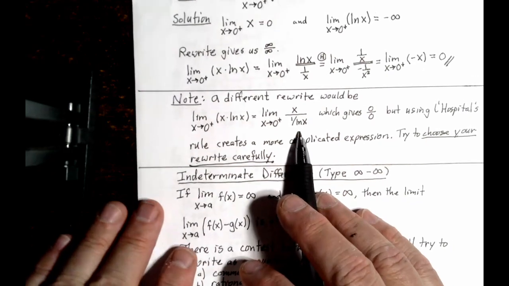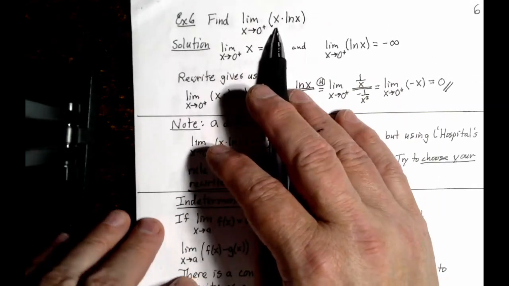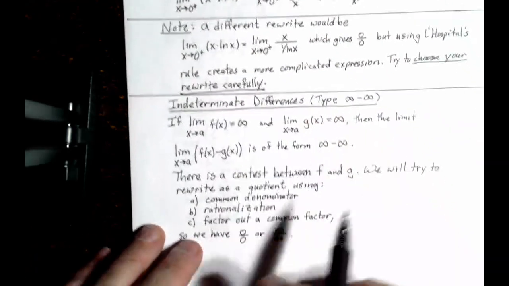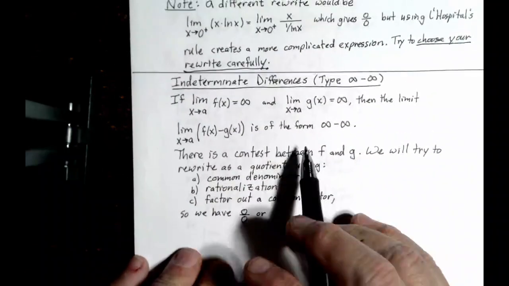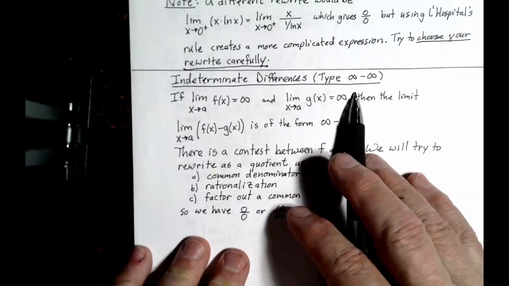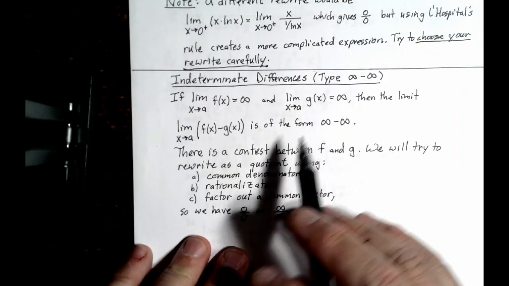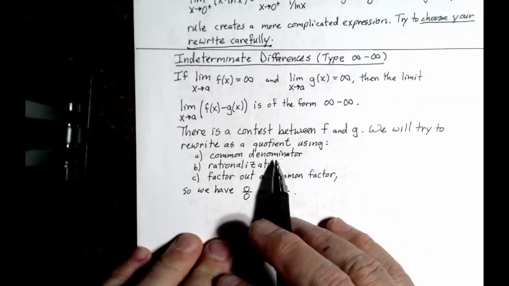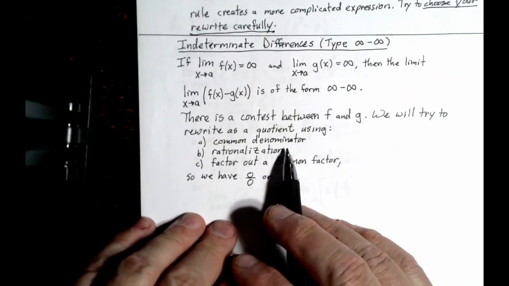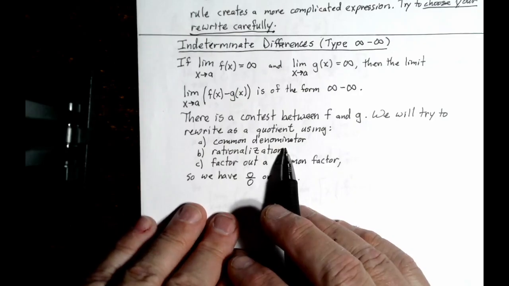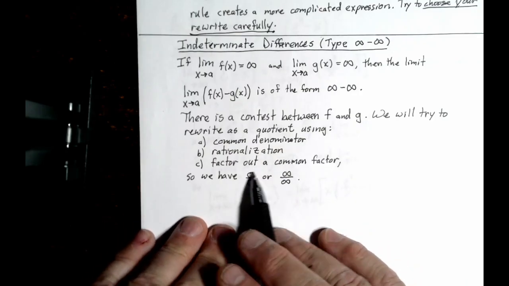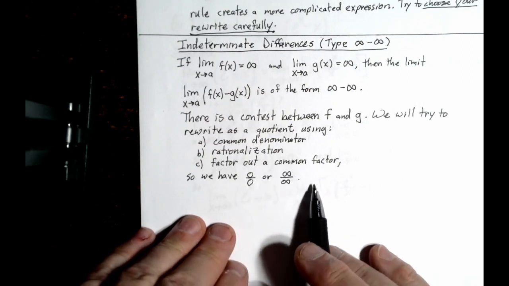Generally you want to flip something that's simpler, like x or polynomials. Anything that's ln of x, you probably don't want to flip. It's going to be more complicated. Now you're going to have some that are of the form infinity minus infinity, or something of that nature. When you work with those, you can do one of three things. You can write them as one big fraction, get a common denominator. You can rationalize your numerator sometimes, or you can factor out a common term.